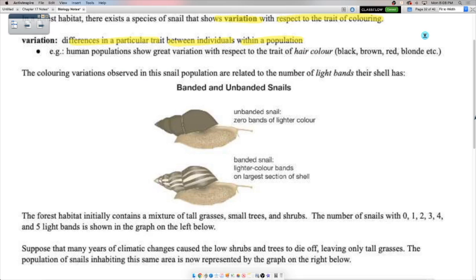Okay, so in this snail population, there is variation with respect to the number of light bands on their shell. Just to show you what we mean by the bands, you could have no bands, although as you'll see, no snails really have those just yet. And then if it has bands, the bands look like this. So the number of white bands is the trait here that we're talking about, that there exists variation. So snails have different numbers of white bands. There's variation in that trait.